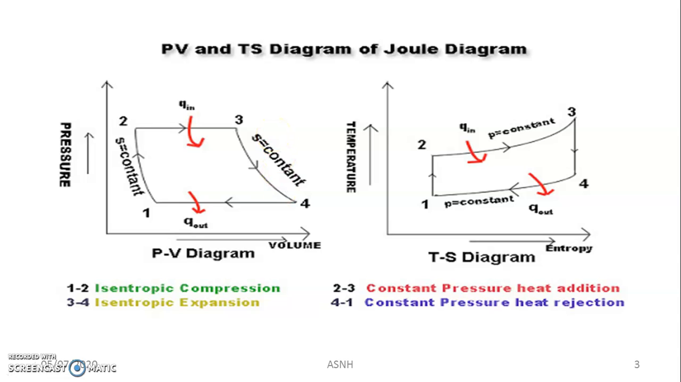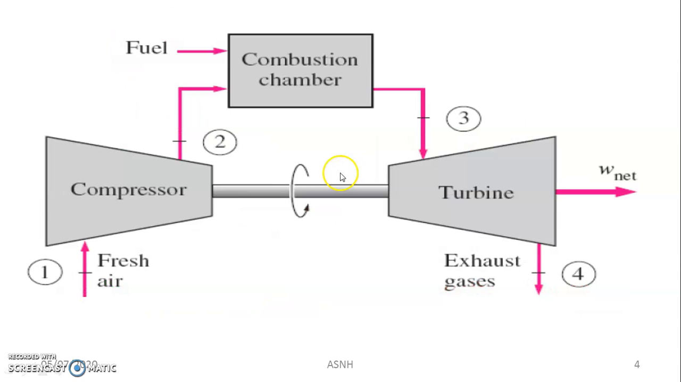In order to calculate the performance of the Joule cycle, the efficiency is work done upon heat supplied to that particular device. Heat supplied minus heat rejected is nothing but the work done, and from the heat supplied here we will get the efficiency at the end.